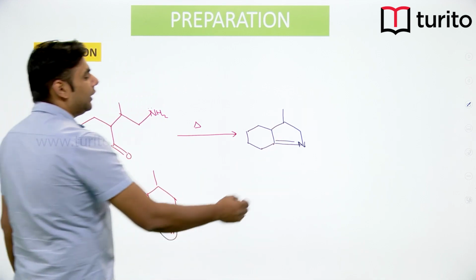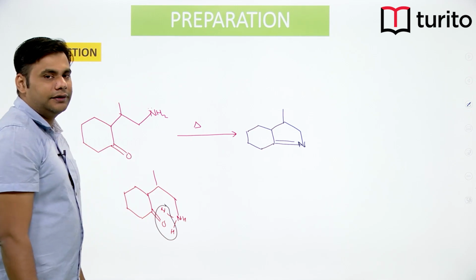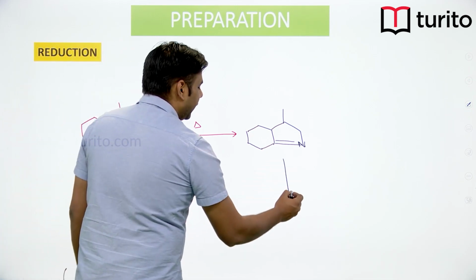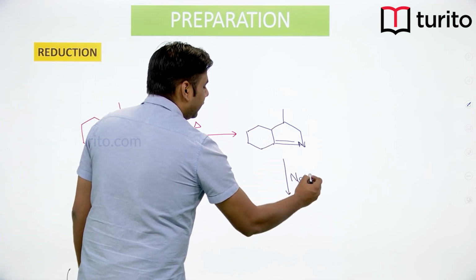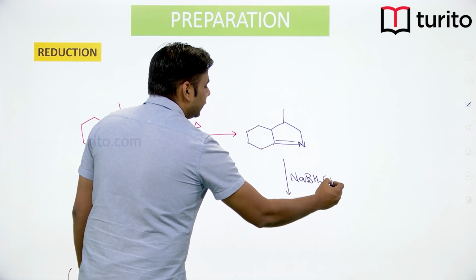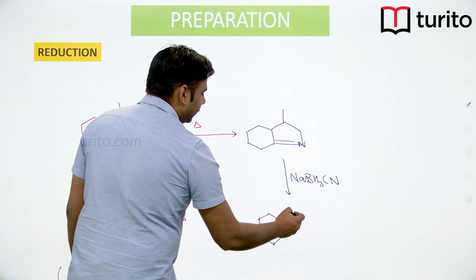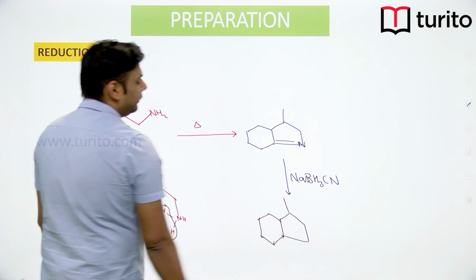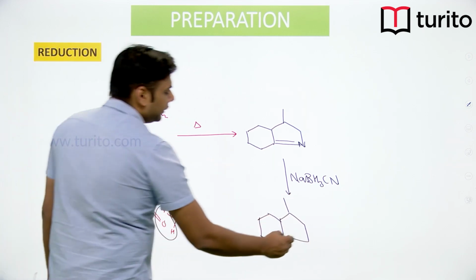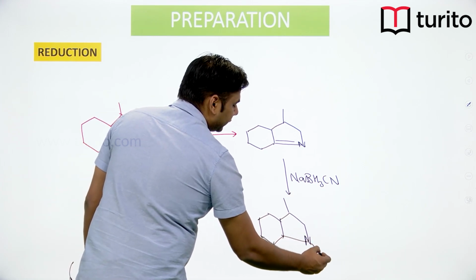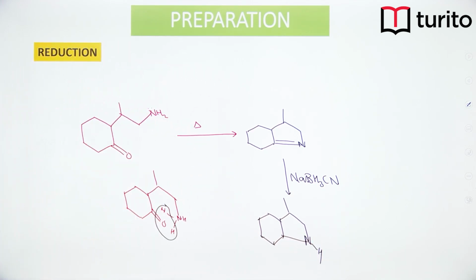Now we are forming an imine over here. Now we can carry out a reductive amination of this through NaBH₄CN or lithium aluminum hydride. This would convert it into an amine. So this amine would be formed in this case. I hope this example is clear to everyone.